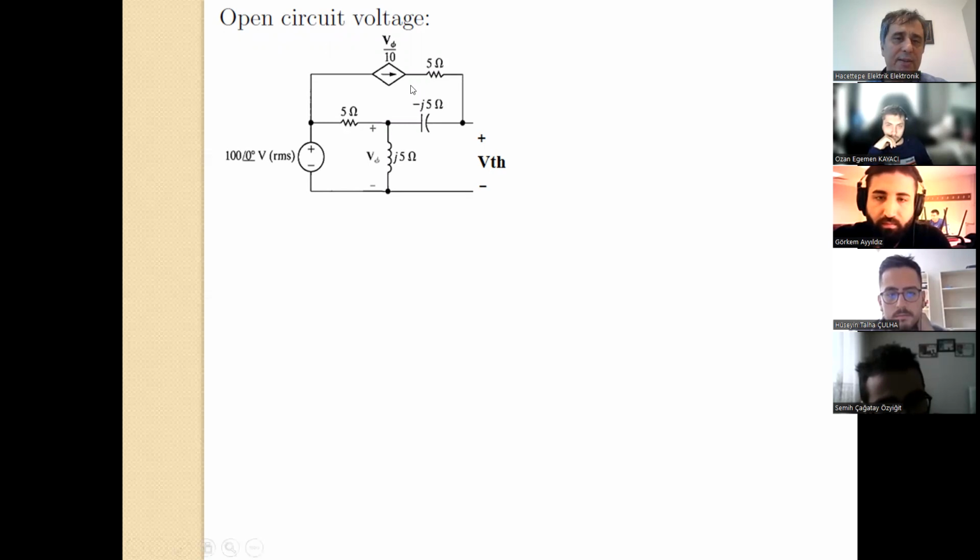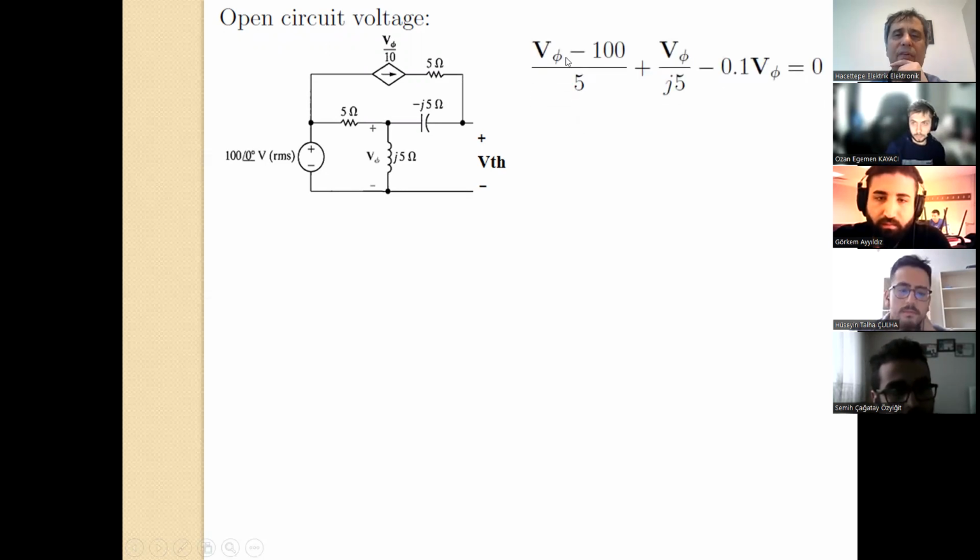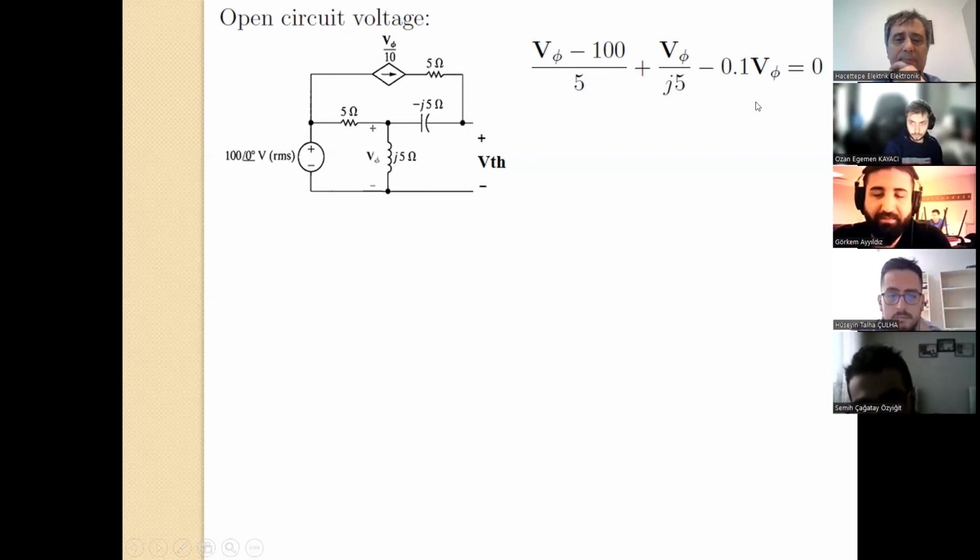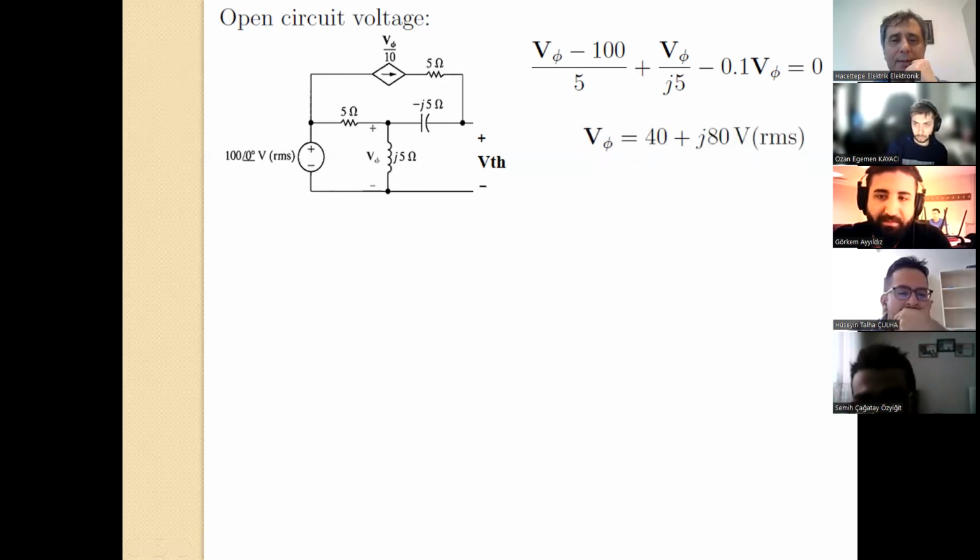If it is Thevenin equivalent, this current is already known, and then there is only one unknown, because the first node is known as the source voltage. This V phi is not known. So there is only one unknown in the circuit. Write it down: V phi minus 100 over phi, V phi over J phi, and then the current is already the same, 1 point V phi. So there is only one unknown. You can calculate that. V phi is 40 plus J80 volt RMS, because the source is RMS.